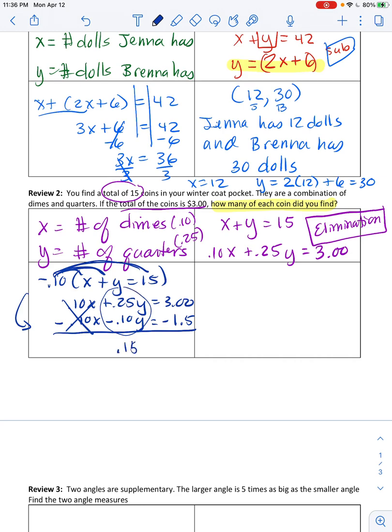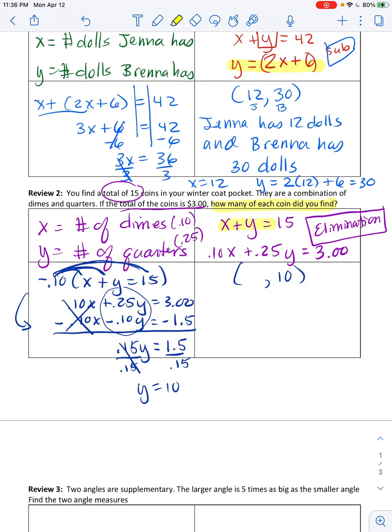You end up with 0.15y if you put in a 0.25 and a minus 0.10. And then here, if I do 3 minus 1.5, and you can have the decimals in there if you want, 3.00, I get 1.5. Dividing by this 0.15, I end up with y equals 10. Okay, so that is my y value.